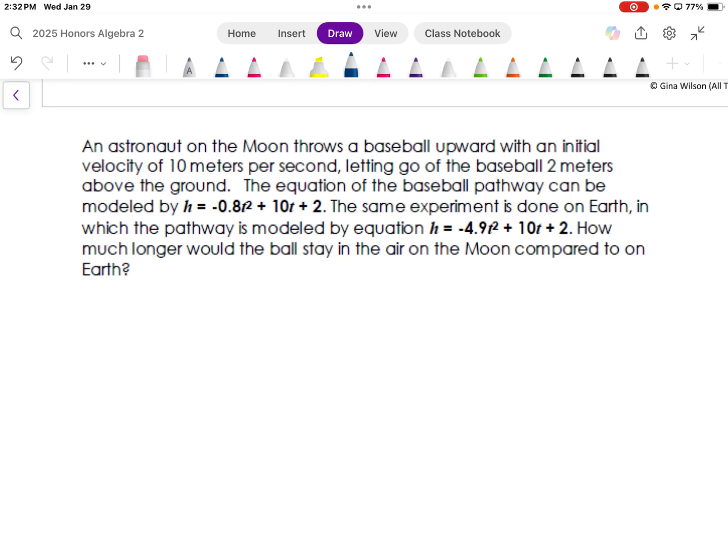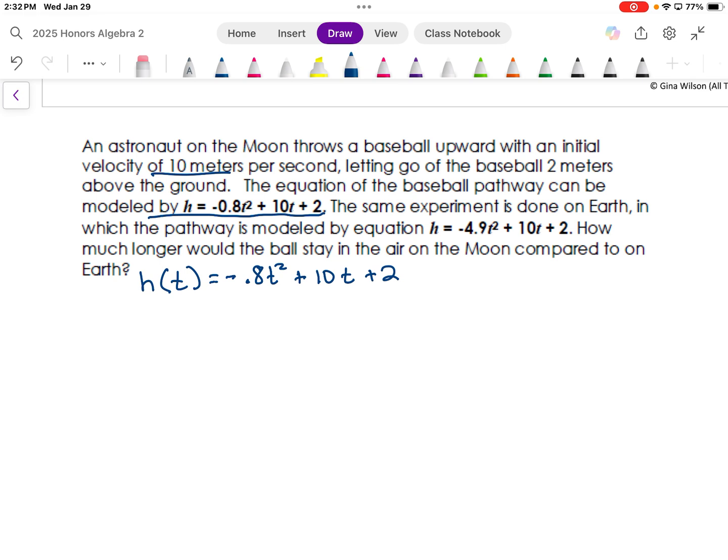So. All right, an astronaut on the moon throws a baseball upwards at an initial velocity of 10 meters per second, letting go of the ball 2 meters above the ground. The equation of the baseball pathway can be modeled by this. All right, so let me give you some information here. In this situation, we have h of t equals negative 0.8 t squared plus 10t plus 2.